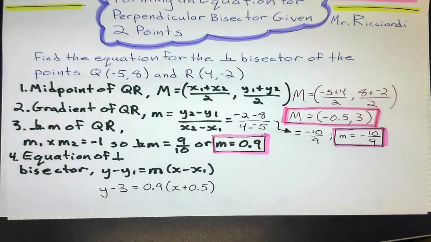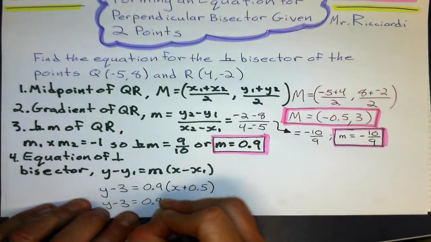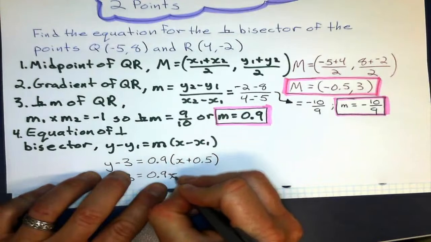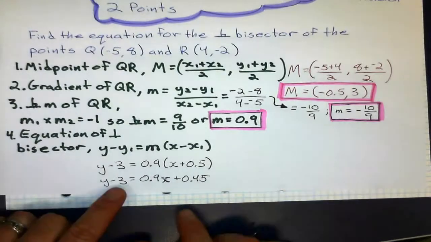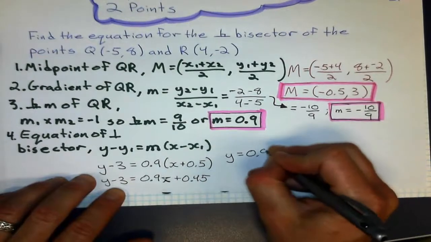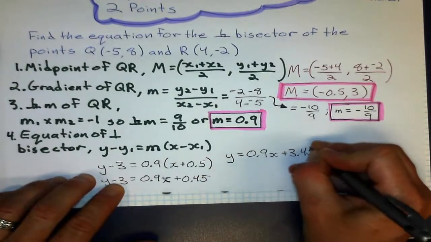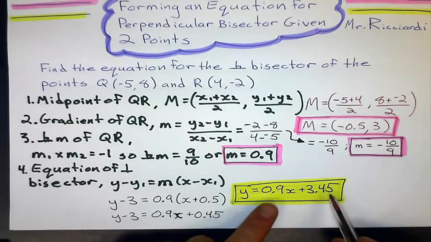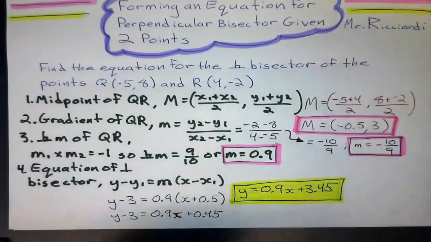All right. I'm going to clean this equation up a bit. I'm going to expand this 0.9 through, 0.9 times x. Oops. Whoops. Went through the paper there. Sorry. 0.9x plus 0.9 times 0.5 is 0.45. And finally, I'm going to take that -3 and biff it over to the other side, add it to the other side. So I get y equals 0.9x plus 3.45. That is my equation for the perpendicular bisector. There's my gradient. There's my y-intercept. I'm good to go. That would be the equation of that line there.